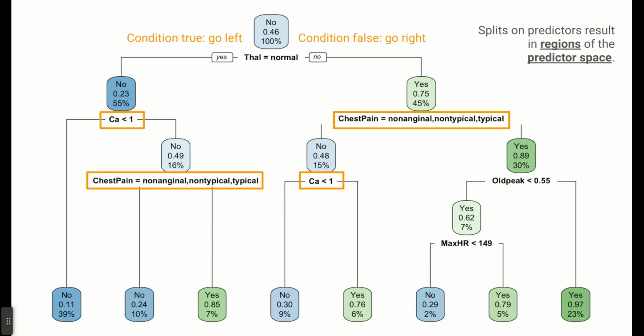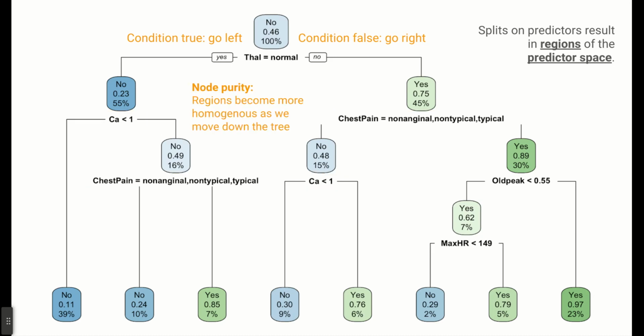Second, a predictor can be used multiple times in the tree. The CA and the chest pain variables are both used twice in the tree. This just means that once the data were split in a particular way, these variables ended up being useful splitting criteria again. Note that for quantitative variables like CA, the split is determined by being above or below a single threshold. For chest pain, if the chest pain variable is one of non-anginal, non-typical, or typical, the condition is true.